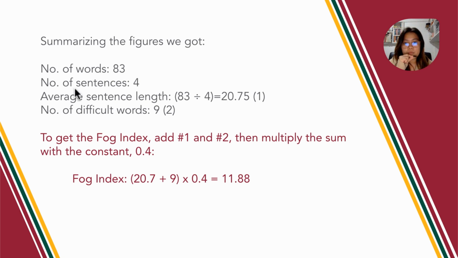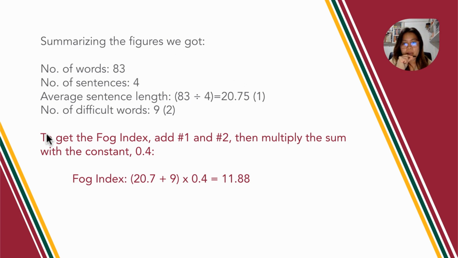So we are going to summarize the figures that we got. So for example, the number of words that we had earlier in step 1, we counted the words and the sentences, and the nearest to the 100th is the word restriction, and it's the 83rd word. So the number of words we have is 83. And out of that passage, we have the number of sentences, 4. Average sentence length is equal to 20.75, what we did in step 1. So the formula is that we divide the number of words by the number of sentences, 83 divided by 4, and we got 20.75.